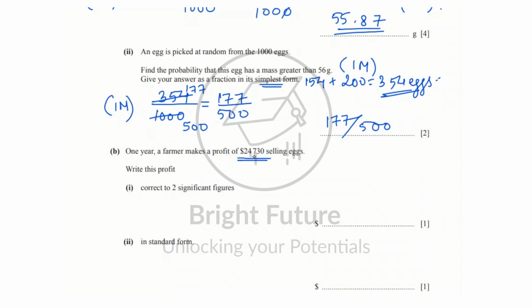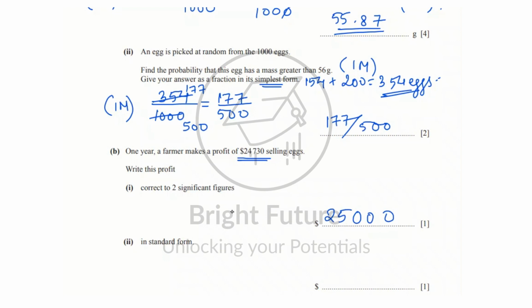After that we have 7. 7 is greater than 5, so we'll add 1 to 4. So we get 25000. For two significant figures, this 24 will become 25 and the other places will become 0, 0, 0.